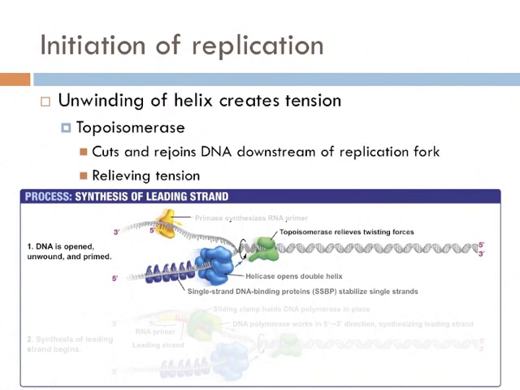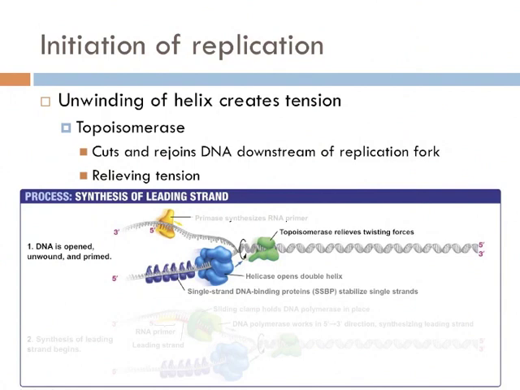Try to imagine unwinding a slinky into a string of metal with nothing but your bare hands. You quickly notice that when you unwind the slinky, it would create some serious tension. So you might try to employ some tools to make the process of unwinding the slinky a little bit easier. And that's what DNA does. DNA uses a special protein to combat this problem. This protein cuts and rejoins the DNA downstream of the replication fork, in effect relieving tension caused by the unwinding of the helix.